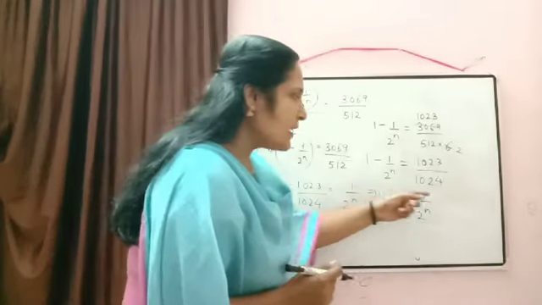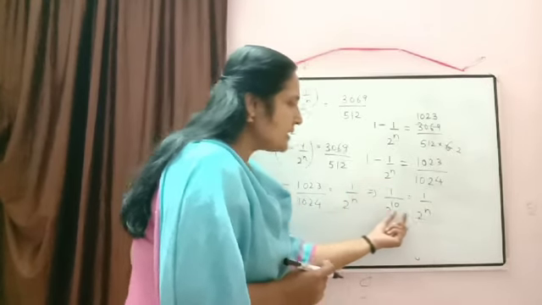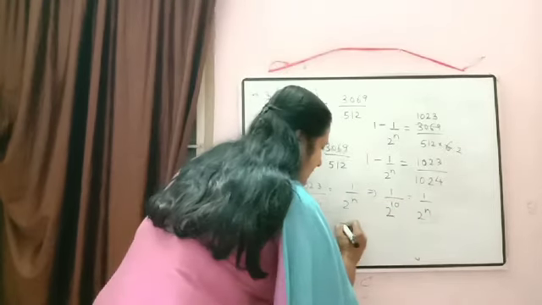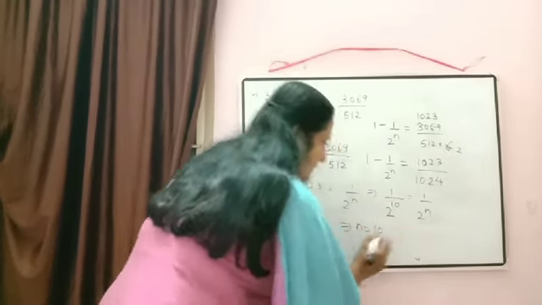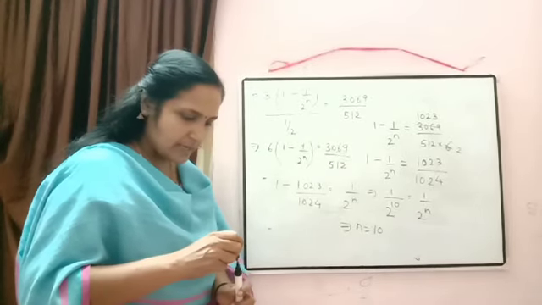Now just to check, numerators are same. In the denominator also the base is 2. So their powers should also be equal. So from here we will get n is equal to 10. Is it clear? Okay. Now we'll check the next question.